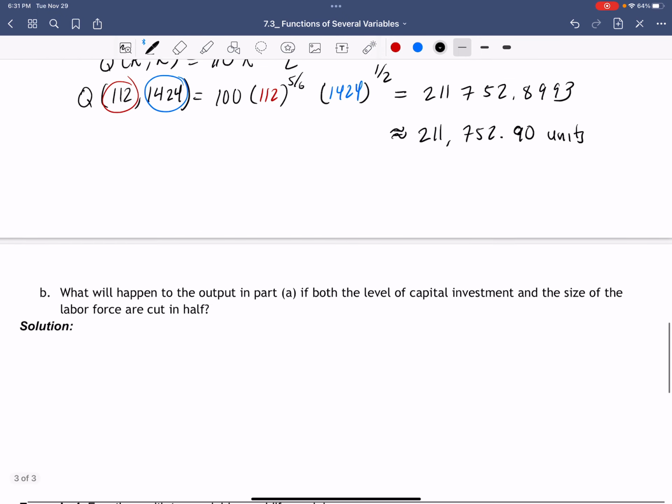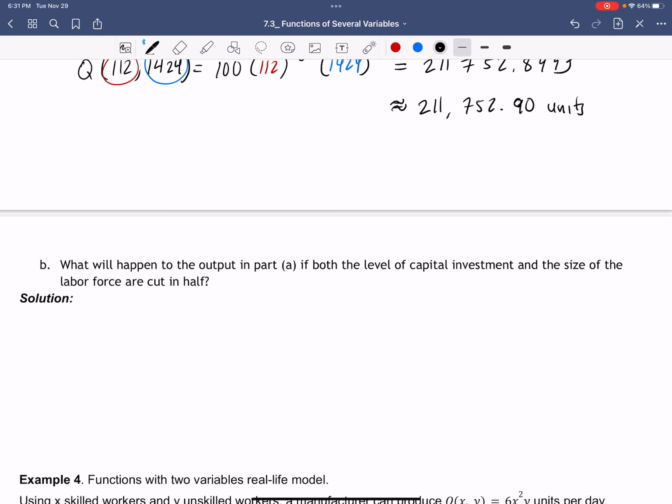All right, so for the next part, they're asking us what would happen to the output in part A if both the level of capital investment and the size of the labor force are cut in half. So if we look at K, they're saying we're going to cut that in half. We had 112, we're going to divide that by 2. And for L, we had 1,424, and we're going to cut that in half. So this is going to be 56, and this is going to be 712.